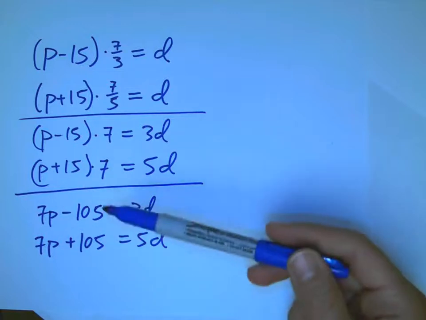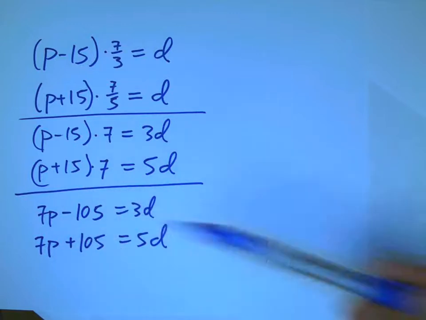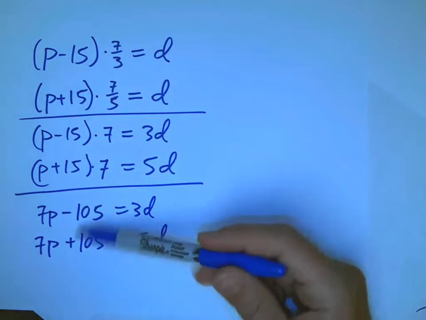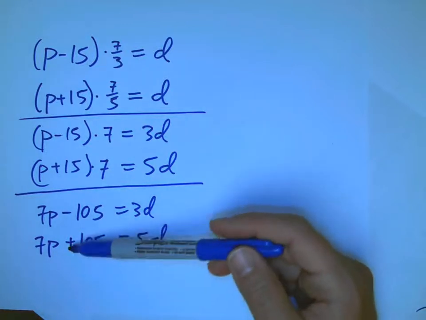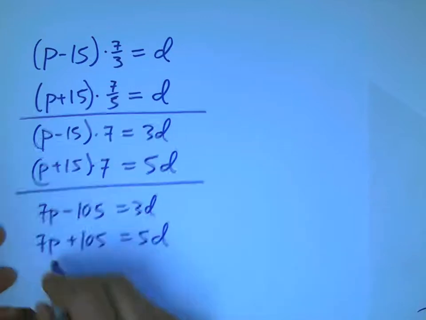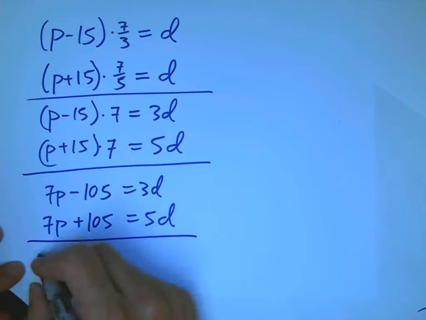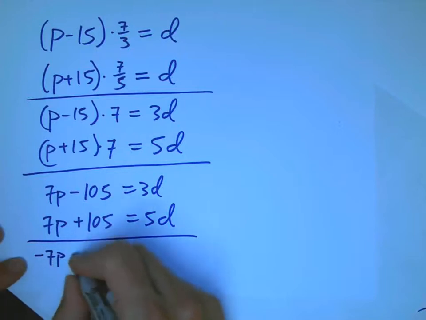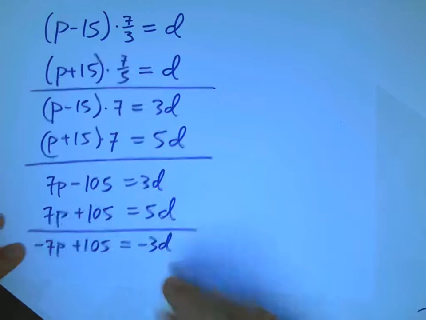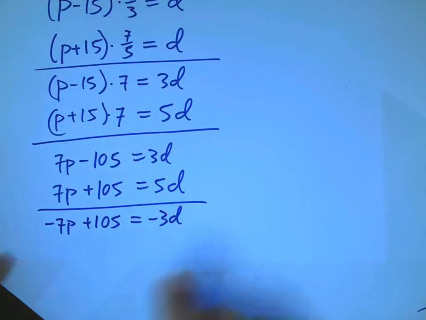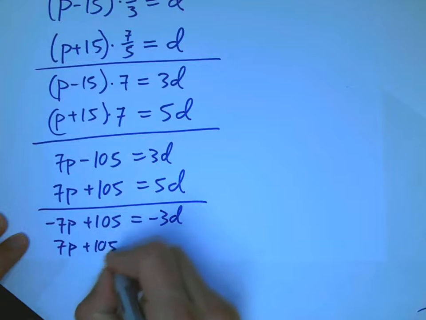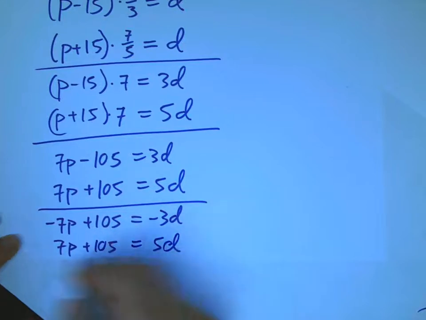So let's see. I'd like to end up with positive numbers if possible. So I'm going to flip the signs on this one. I'm going to rewrite it one more time. I'm just going to put a negative on everything in the first equation. And rewrite the second equation. And then just add them together. And that's the fundamental idea of elimination.